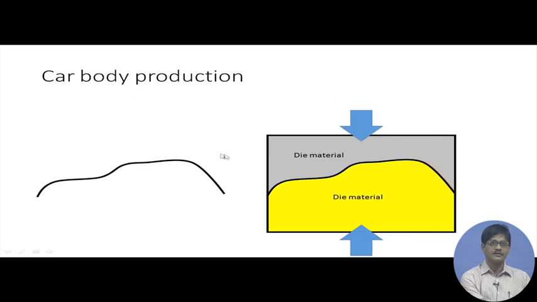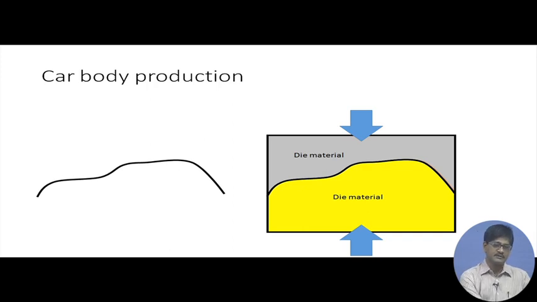This is an example of car body production. A car body is generally made of sheet metal deformed in a particular manner, which fits some design requirements and also caters to our aesthetic senses. That means it has some aesthetic appeal as well, apart from engineering requirements. So, in this case, there will be 2 dies coming from 2 sides pressing the sheet metal to the required shape and size that we want.